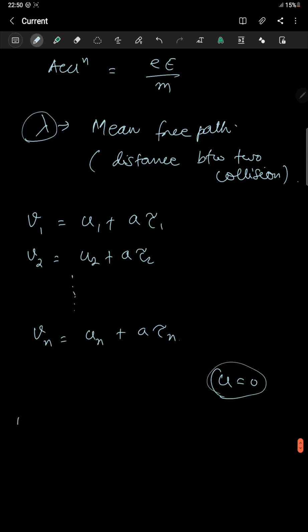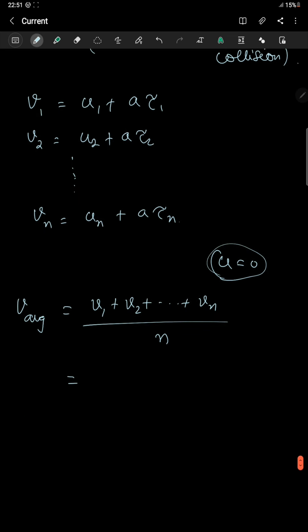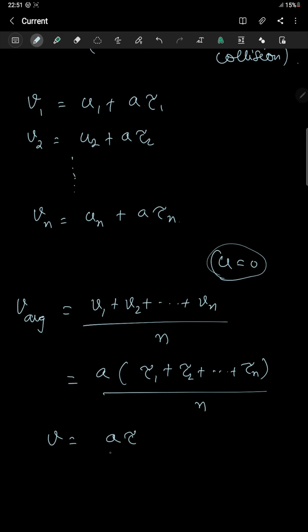So if I want to calculate V average, V average will be V1 plus V2 plus dot dot dot plus Vn divided by n. In this V1 what will I write? a tau 1, because u1 is 0. Similarly for V2 I will write a tau 2, because u2 is 0. So the acceleration a can be taken common. We will have tau 1 plus tau 2 dot dot dot tau n divided by n. So we can write V is equal to a tau.